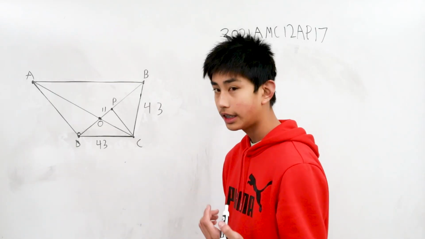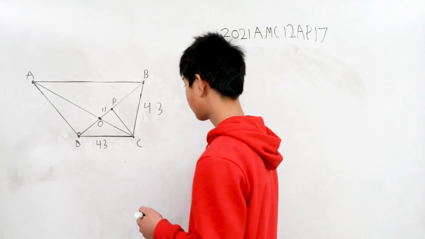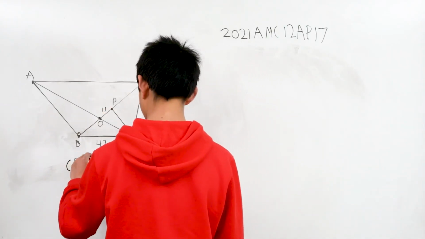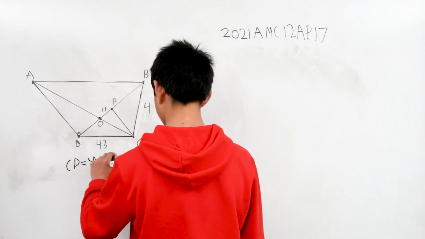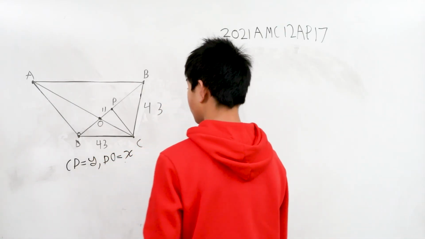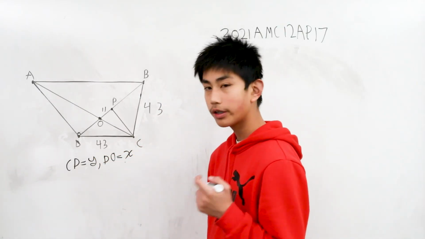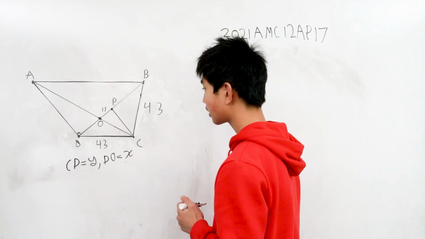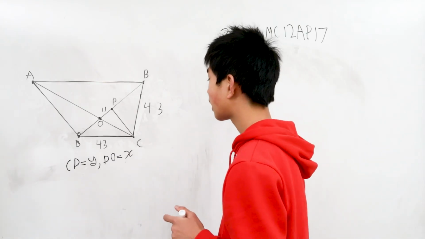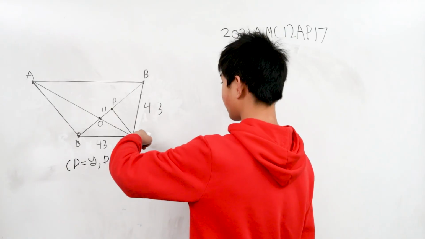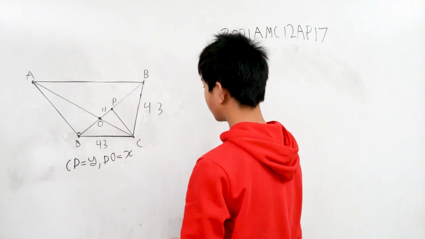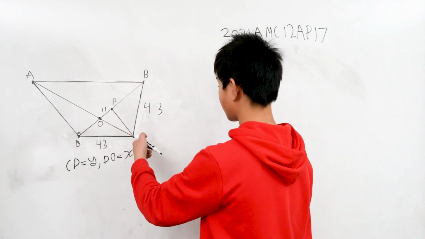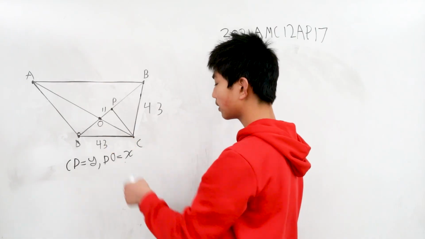We need it to represent things. First, let's let CP, this length, equal y, and similarly DO equal x. If we observe the triangle DBC, since it has two equal sides, it is an isosceles triangle, and by that, when the midpoint splits the segment, or when a perpendicular is drawn from this angle bisector at the top, these two segments are equal.